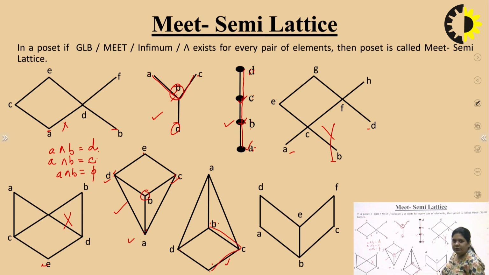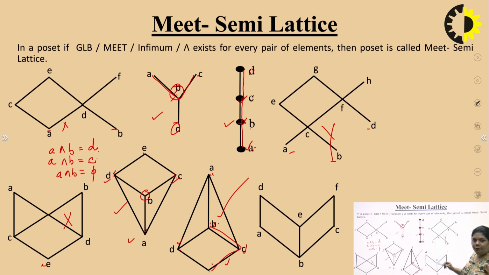We can see the joining here. For A and B, we are getting B. For A and C, we are getting C. For A and D, we are getting D. Yes, for each and every pair, we are getting the meet. So this is a meet semi-lattice.